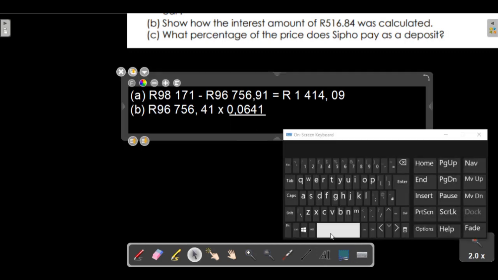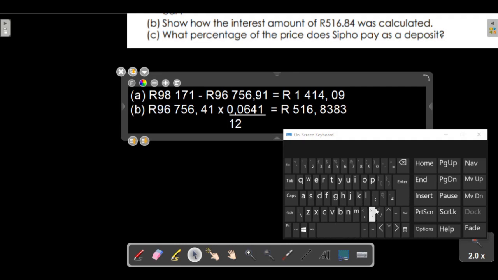First divide it by 100 every time, and then divide it by whatever it is compounded by. So it is compounded monthly, that's why I'm dividing by 12. And then so we say 0.0641 divided by 12, and then multiply that answer with 96,756. Okay, and guess what? We have 516.8383.